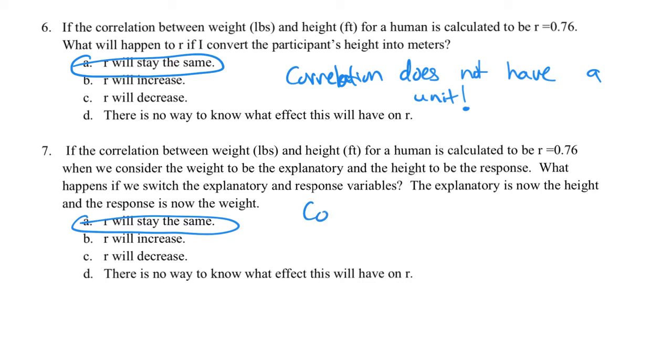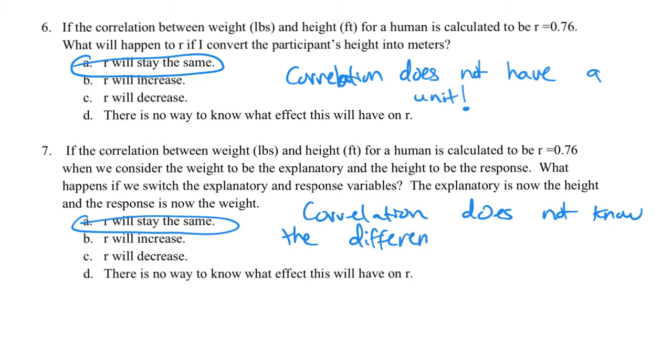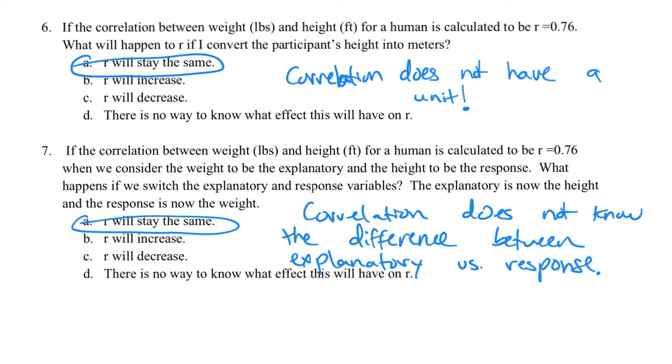Again, it stays the same because correlation does not know the difference between explanatory versus response. The correlation R is just telling you basically how two sets of data are connected. It doesn't know which data set is the explanatory or the response. So if you flip them, your equation will be different. Your y equals ax plus b will be different, but your R would stay the same.